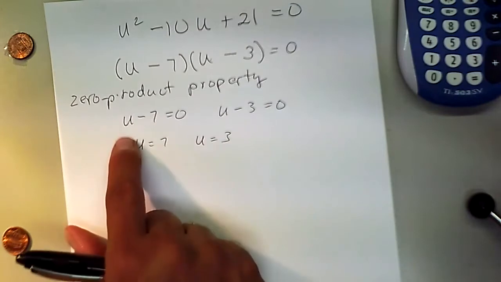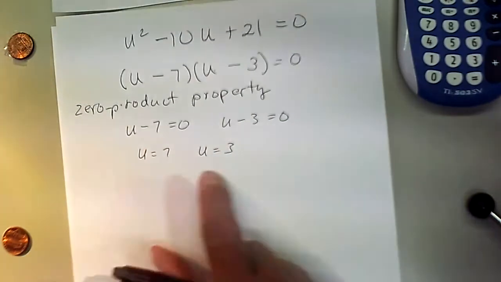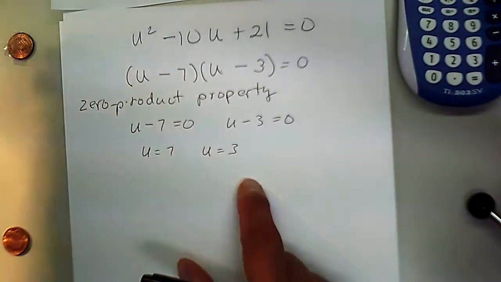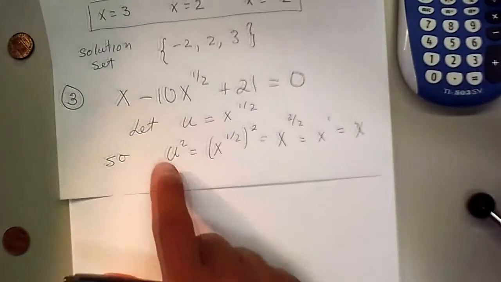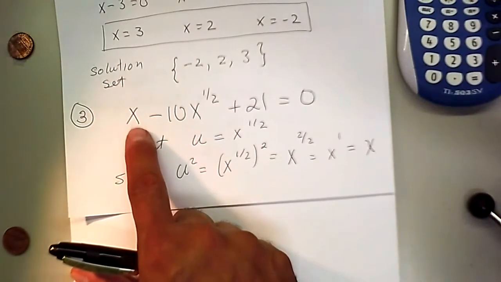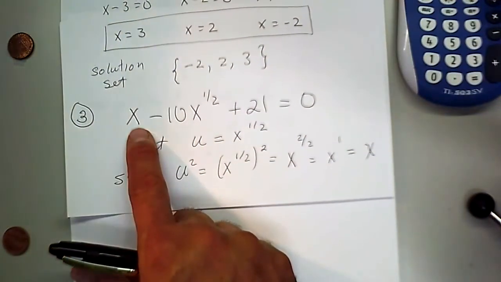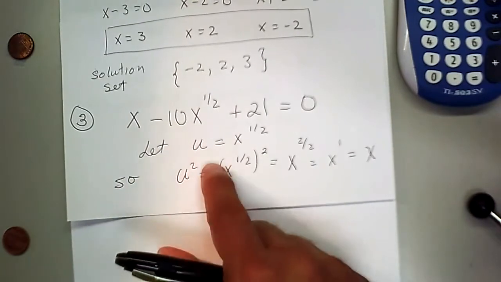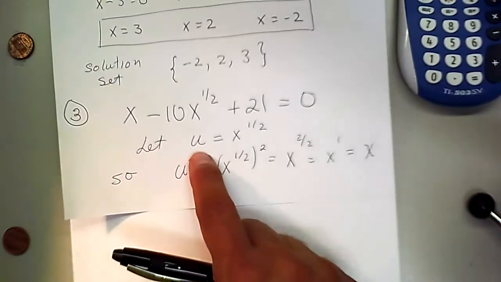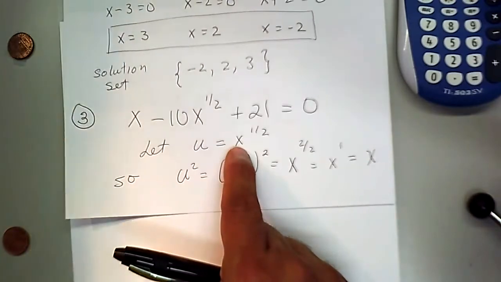And sometimes students get so excited to get to this point, they box it, and then they walk away without realizing, wait a minute, the original problem had x's in it. So we really want to know the x value, not the u value. We made up the u value. Now u is equal to x to the 1/2.